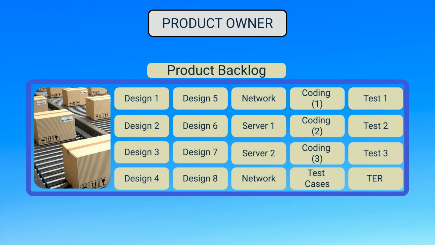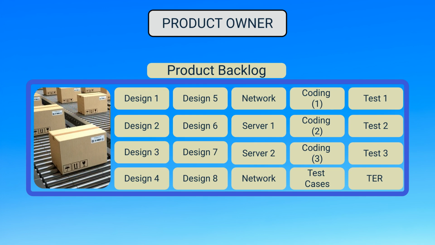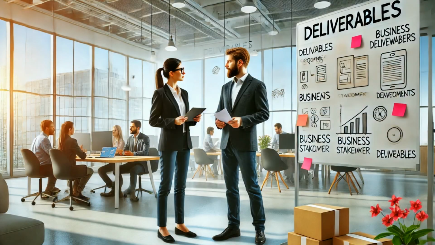A central role in Scrum is the Product Owner. So let's see where they fit in by looking at a product backlog. The Product Owner is responsible for maintaining the product backlog and providing vision for the project. This can be achieved by engaging directly with business stakeholders. The Product Owner is the primary contact between stakeholders and the Agile team.